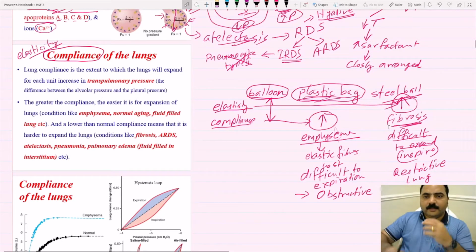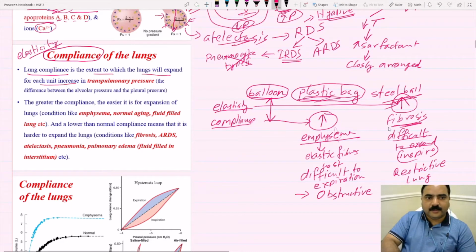So with this introduction, let us see what the compliance of the lung is. The lung compliance is the extent to which the lungs will expand for each unit increase in the transpulmonary pressure.